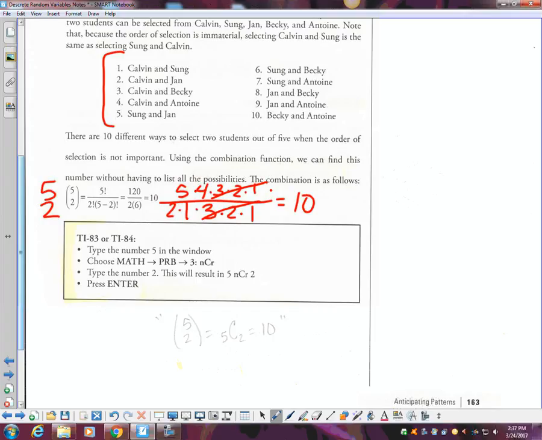You can also do this on your calculator. It's under math, probability, and you just do 5 choose 2. So it's the number that you have total, and then how many people do you want to choose?